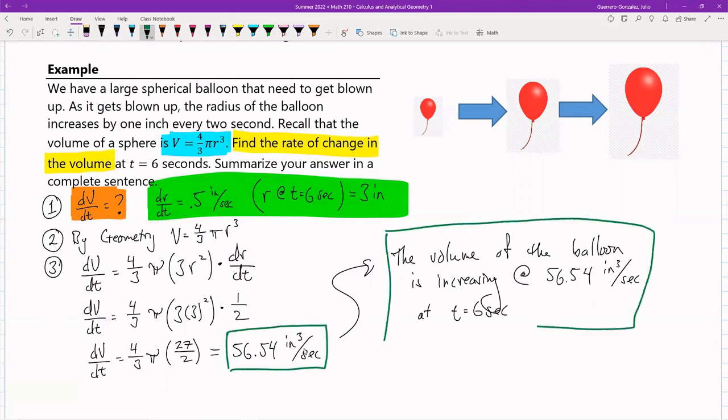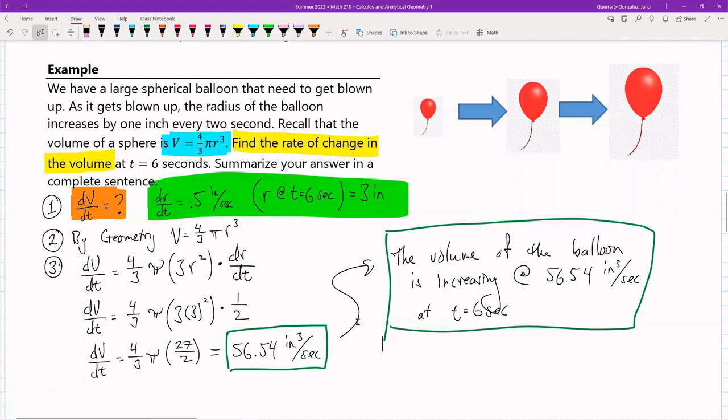Okay, and I'm just summarizing it here in plain English. We wanted to find how quickly the volume of our balloon is increasing. And this is the answer right here: 56.54 inches cubed per second.